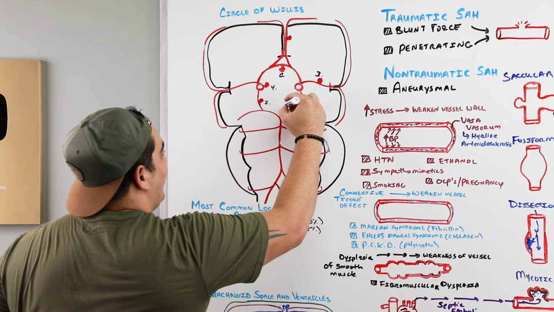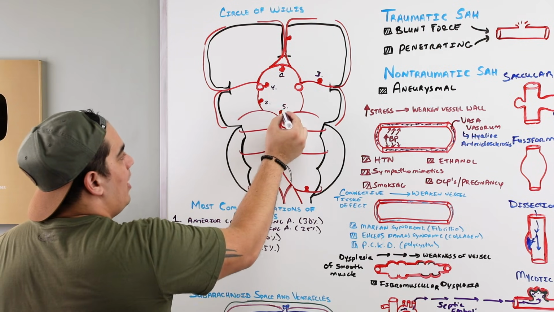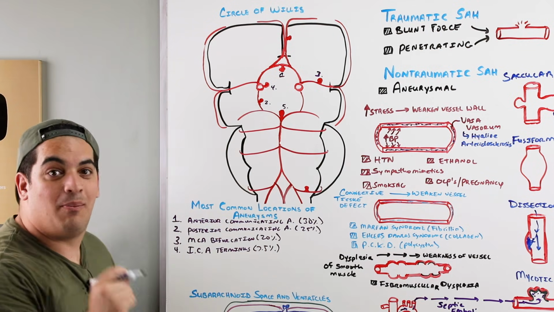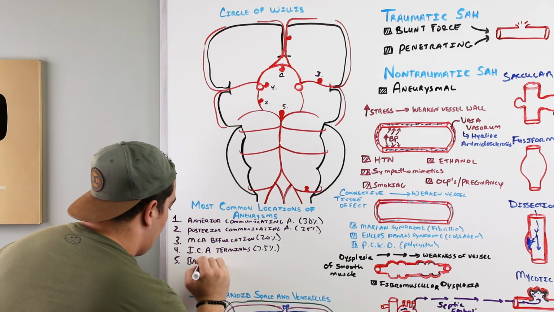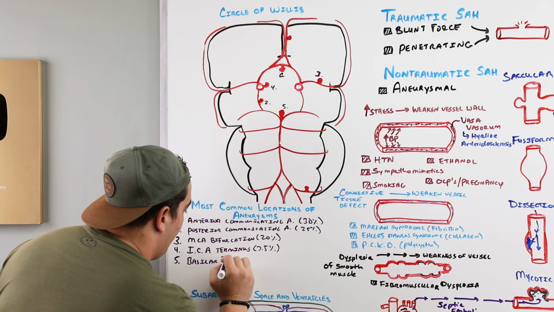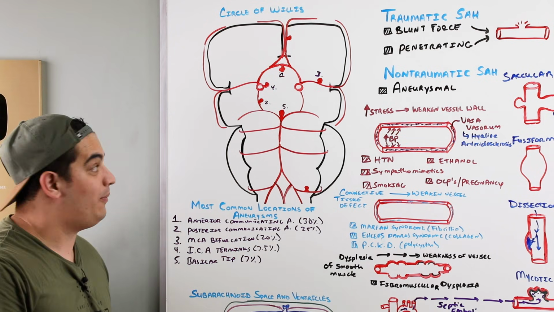The next one is number 5. What is this vessel here? This is the basilar. It comes all the way up here and gives way to the PCA. The basilar tip is another common location. So the basilar tip accounts for about 7% of the cerebral aneurysms that you can form.